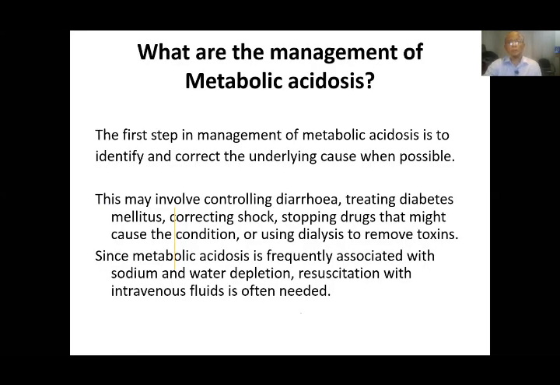So what are the management principles of metabolic acidosis? First, you have to identify the underlying cause, and the underlying cause should be addressed first. Say, in case of diarrhea, you have to manage this patient with fluid. In case of diabetic ketoacidosis, you have to manage the fluid balance as well as the hyperglycemia. You have to treat the hyperglycemia with insulin, and then the body system will correct this acidosis.